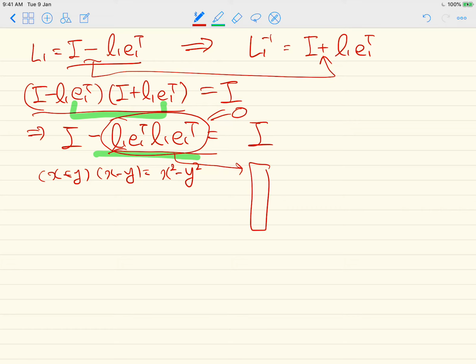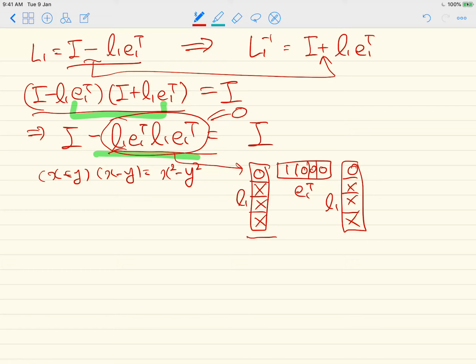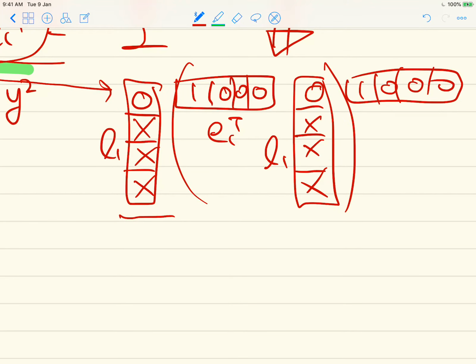So we have L1 and E1, right? 1 0 0 0 and some values, right? So this was L1 and the E1 transpose, and okay, we have another L1, which is the same column vector that we used over here. Okay, then 1 0 0 0. Okay, and then we now compute the inner product in the middle, and then due to this non-overlapping non-zero.